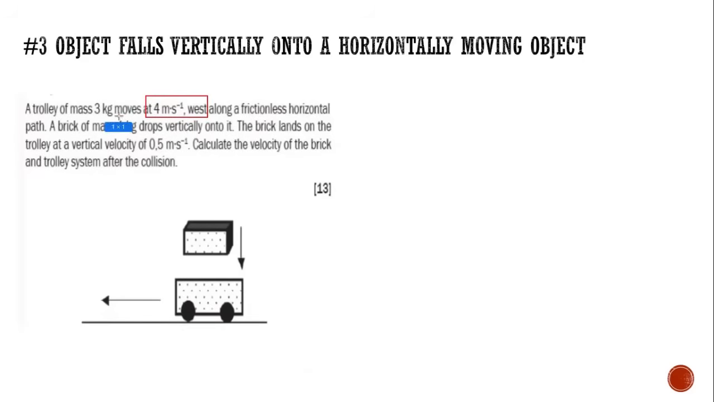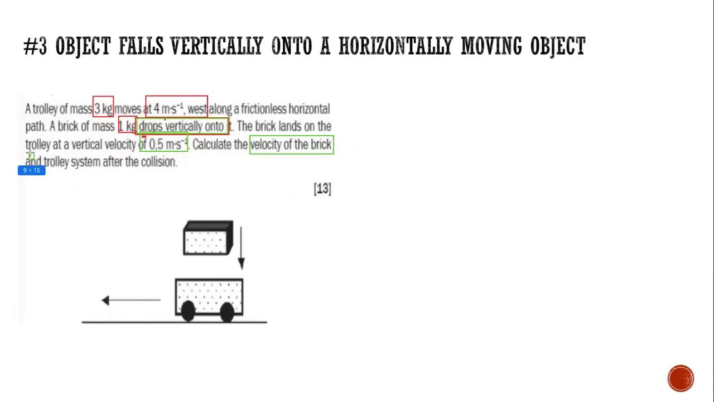A brick of 1 kg drops vertically into it. So let's note this: it drops vertically onto it. I will explain why I highlighted that, so let's have it in a different color so that I don't forget to explain it. Now the brick lands on the trolley at a vertical velocity of 0.5 meters per second. I'm also going to shade this in green. Calculate the velocity of the brick and trolley system after the collision.